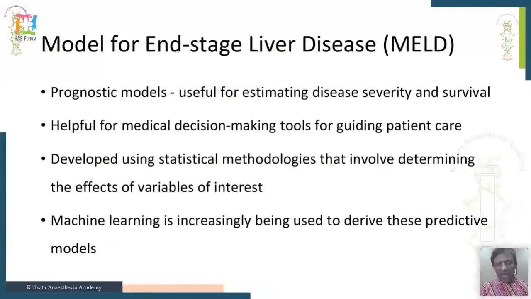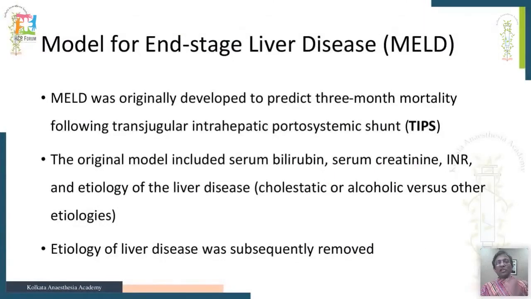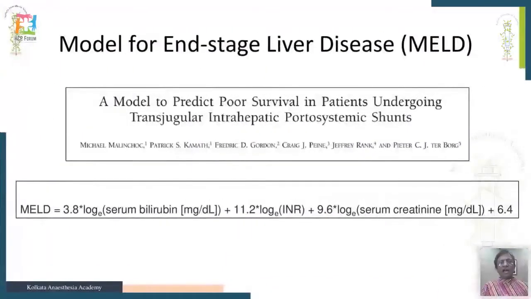So these are the critiques of the Child-Pugh score, which brings us to the MELD score. It's a prognostic model, and it is helpful for medical decision making, and it takes into account statistical methodologies. For people who are interested in AI, this is possibly one of the first applications of AI in medicine. Like Child-Pugh was for portal hypertension surgeries, this was originally for TIPS. The original model included bilirubin, creatinine, INR, and the etiology, which was subsequently removed.